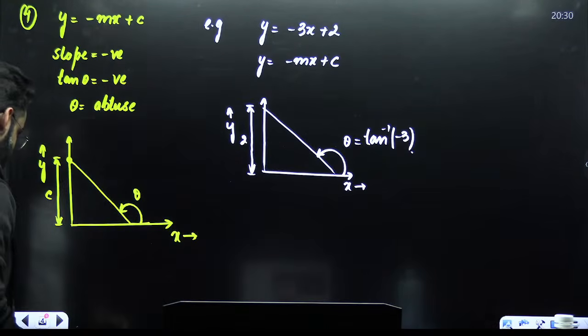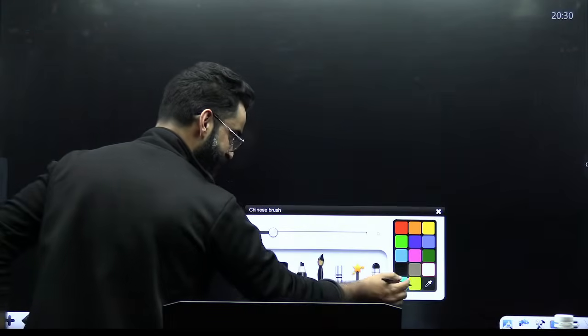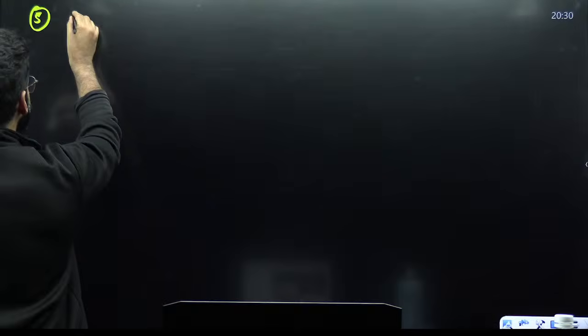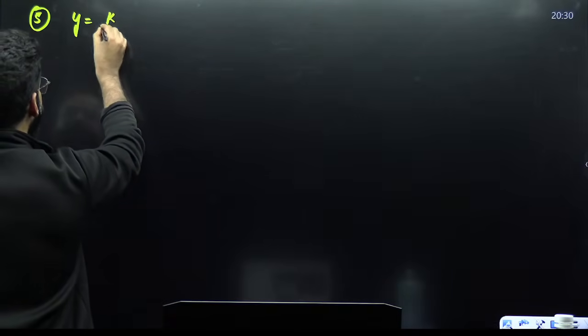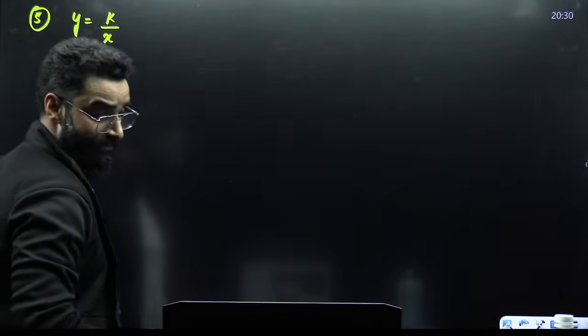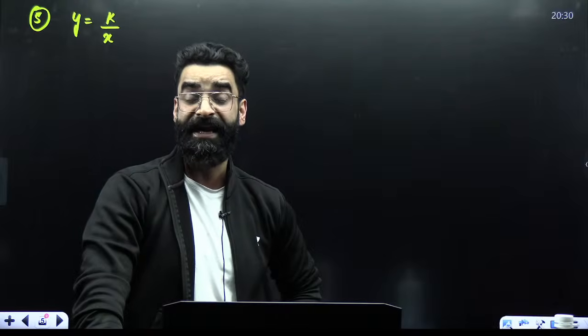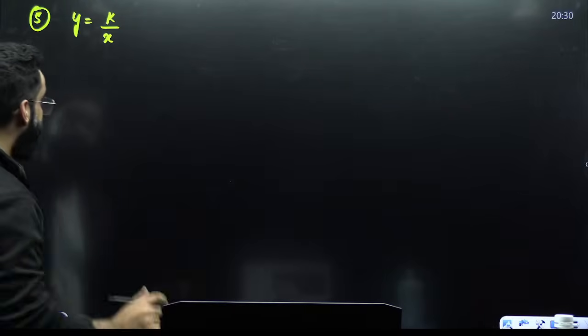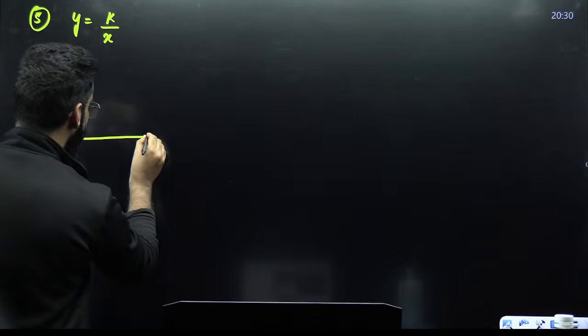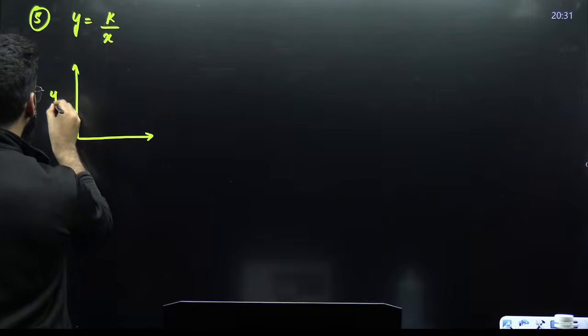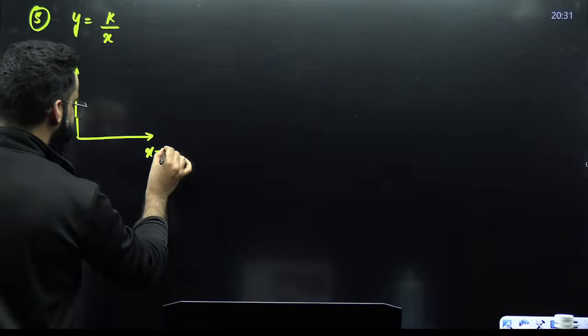Similarly, there is one more equation needed here in chemistry, I would say. What is that? Whenever you see an equation like y is equal to k divided by x, where k is a constant, and you are supposed to plot a graph between y and x.